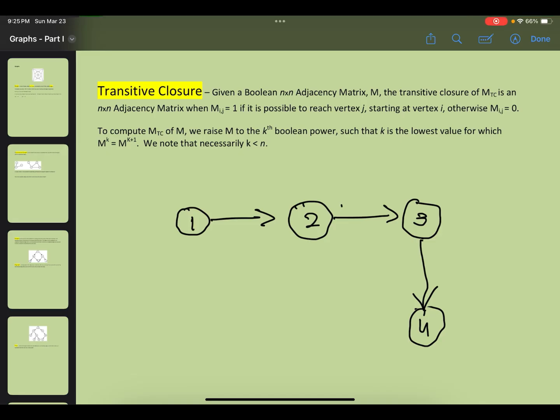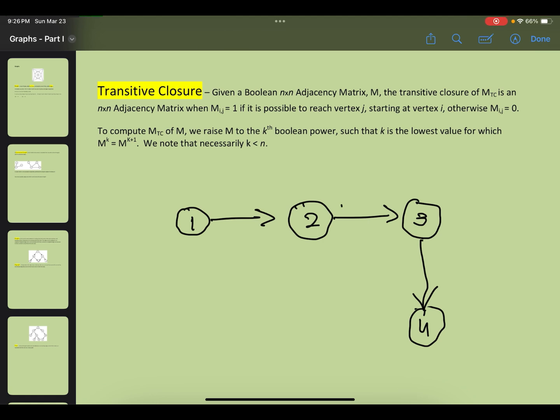Looking at the definition: given a Boolean n by n adjacency matrix M, the transitive closure of M, M^TC, is an n by n adjacency matrix where M[i][j] is equal to 1 if it is possible to reach vertex j starting at vertex i. Otherwise, M[i][j] is equal to 0.